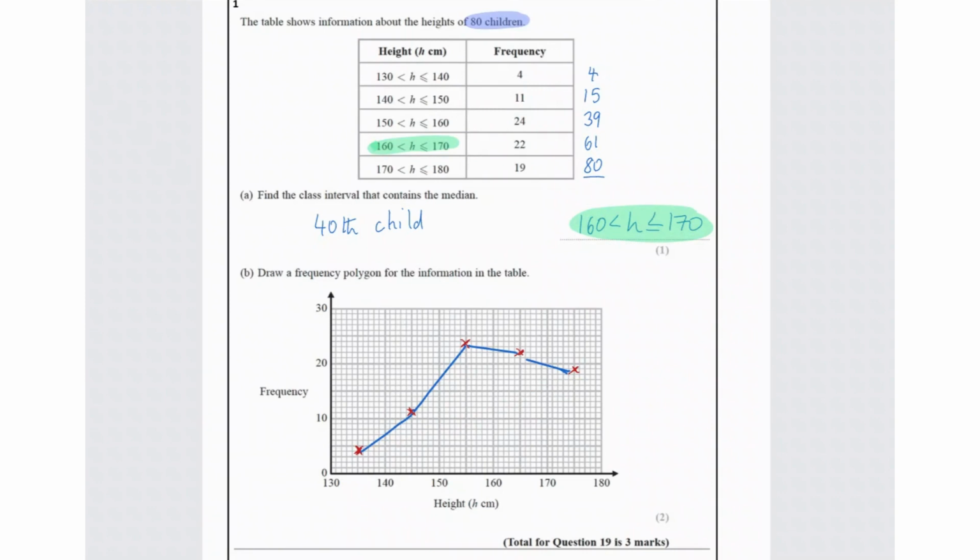Not difficult, but what makes it hard is getting confused between all the other graphs and how is it you do this one. So you just got to remember, join up the middle points.